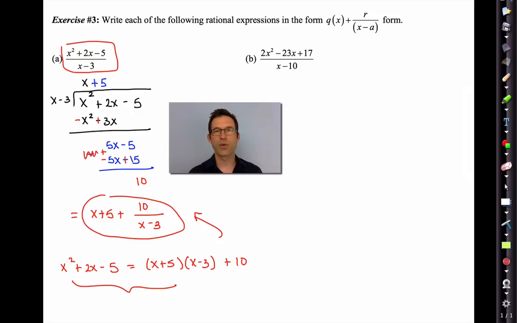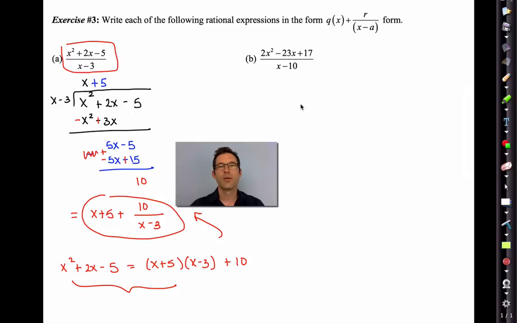Okay, let's work through it. All right, we have 2x squared minus 23x plus 17, and I'm going to divide that by x minus 10. I have to get rid of the 2x squared, so I'm going to put a 2x up here. 2x times x is 2x squared. 2x times negative 10 is negative 20x.